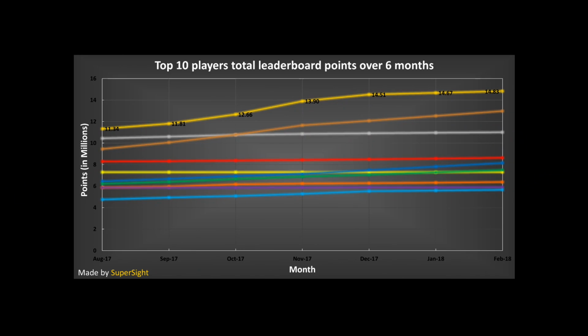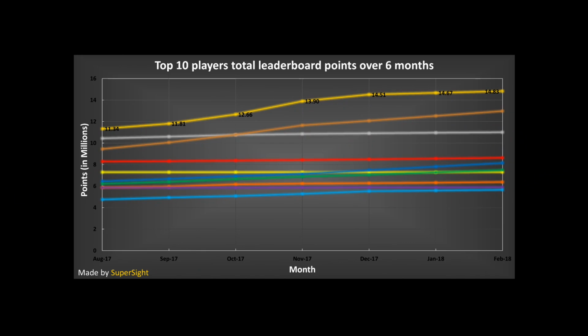And so, as you can see, the points in millions, very, very impressive, and this is very up-to-date. Today is, I think, the 25th or something, and I got the data on the 20th, because the 20th is when I get the data. So this is over 6 months, which is quite a long time. 6 months worth of data for the top 10 players.